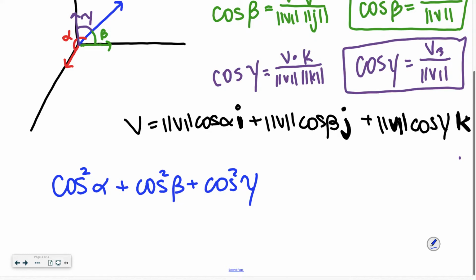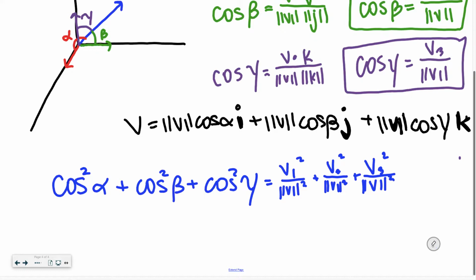Well, what is cosine of alpha, just in general? It's V1 over the magnitude, right? So let's square those. Plus cosine beta would be this. It's a unit vector. Well, V1 squared, does that act as a dot product? Because of the magnitude. Oh wait, that's just a number.